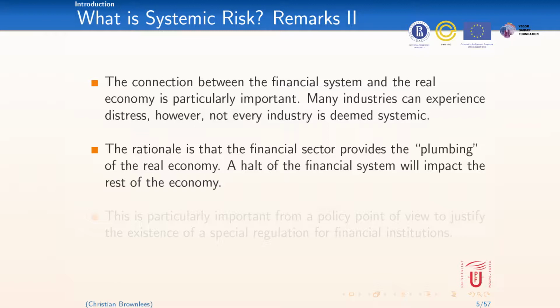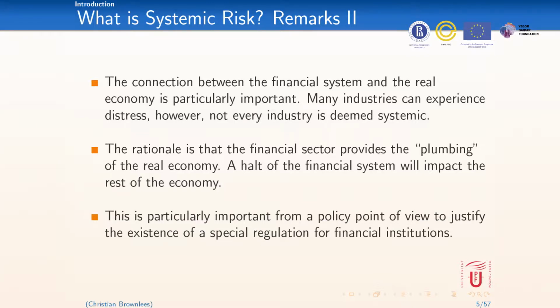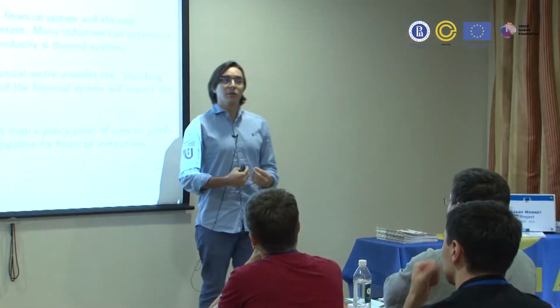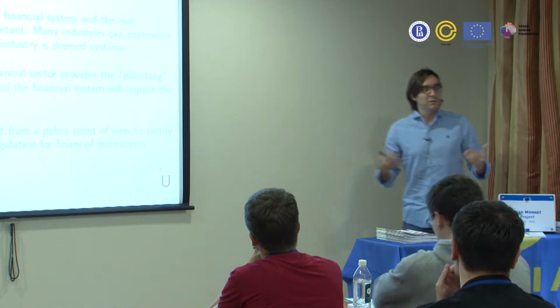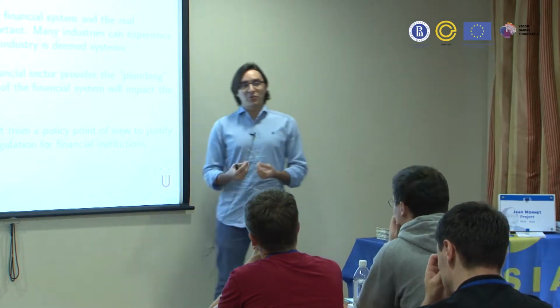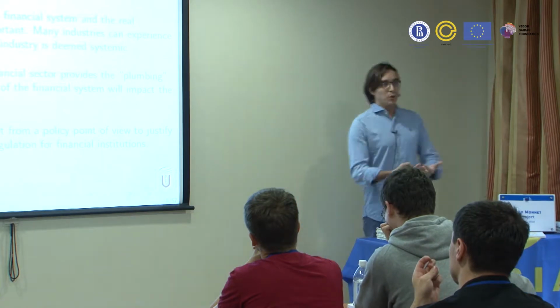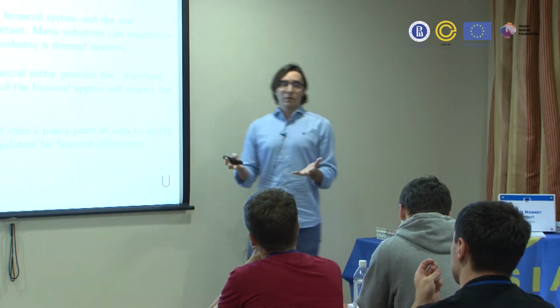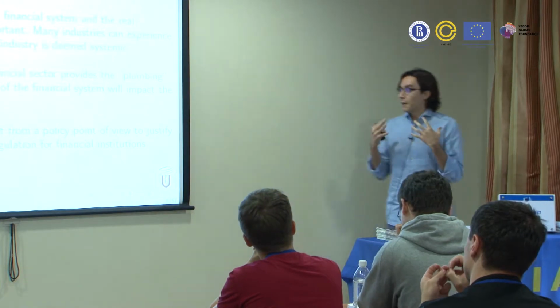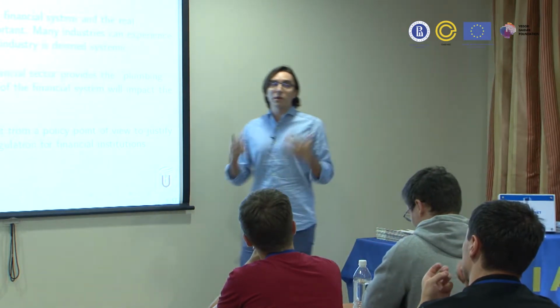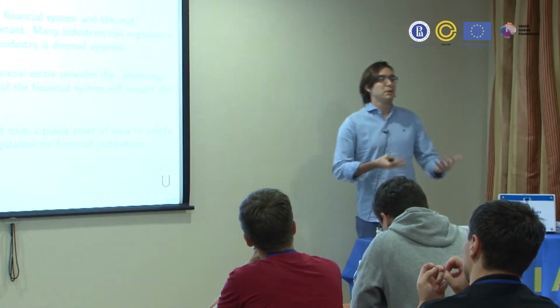Typically, finance authors emphasize a lot that systemic risk has to have real consequences. If something is disruptive but just confined to the financial system, it will not qualify as a systemic event. What's the rationale of this? Now, many industries can experience distress, okay? However, the idea here, something the finance profession believes, is that the financial system provides the plumbing of the economy. And if the plumbing doesn't work, you cannot live in the house anymore. So a halt of the financial system will essentially make it impossible for normal business to go on as usual.